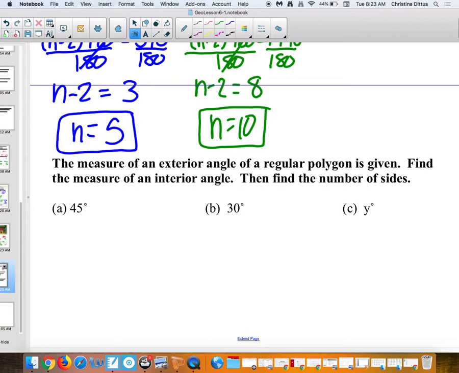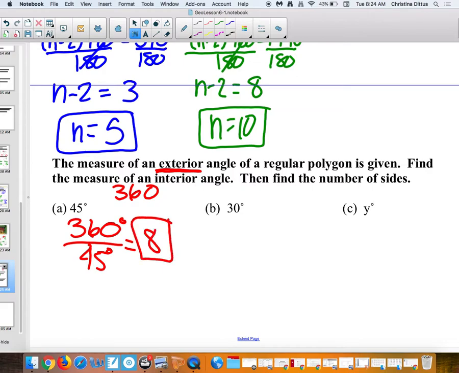It tells me the measure of an exterior angle is given. What do I know about the sum of exterior angles? They equal 360. So my total always has to be 360. So if I know one angle is 45, how do you know there's 8? Take your 360, that's how much total there should be. So that's my total degrees. If one of them is 45, I know there has to be 8 sides. It's an octagon.